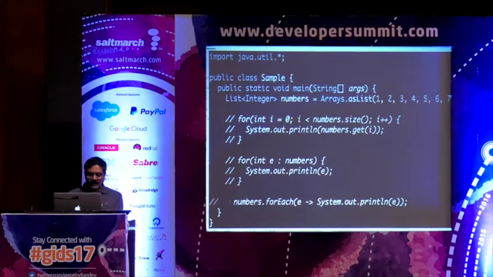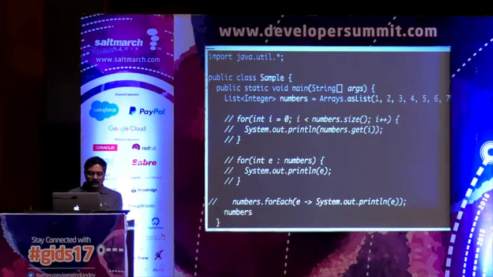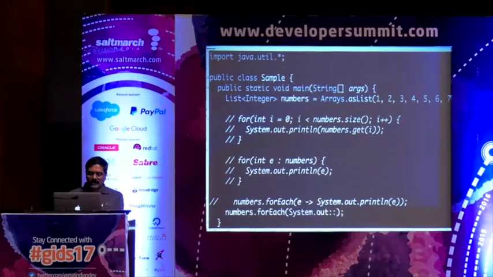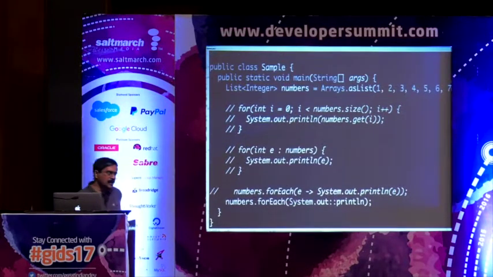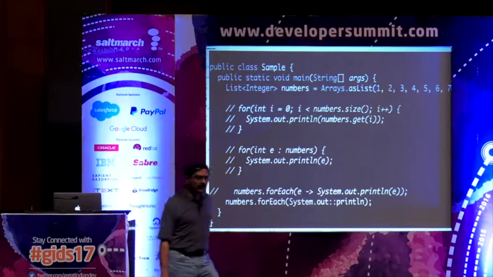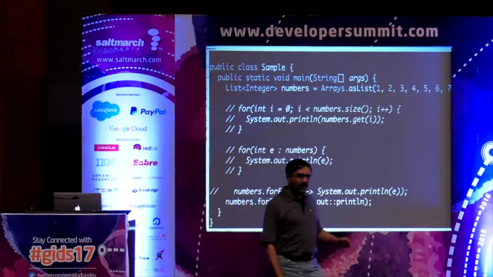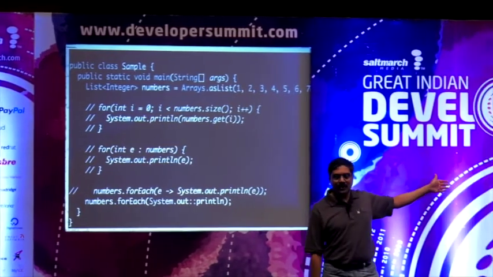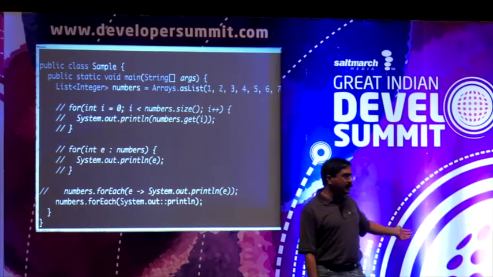Or you could go even further and say, given numbers.forEach, I can say System.out and then of course use a method reference and println, and we could write this. So moving forward in Java 8, we got a bunch of different ways we can do things. We could use the good old traditional for loop, we could use the for each, or we could use an internal iterator.